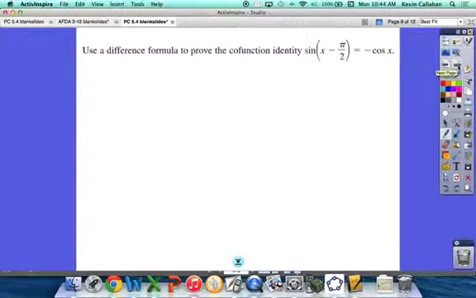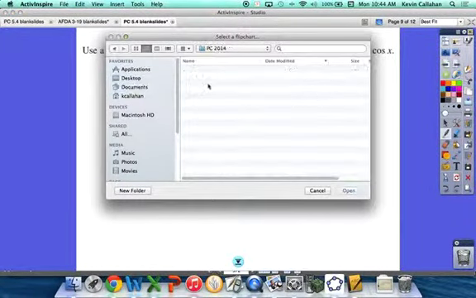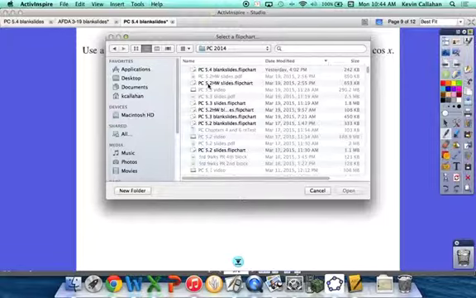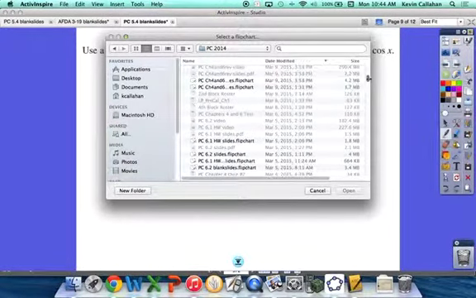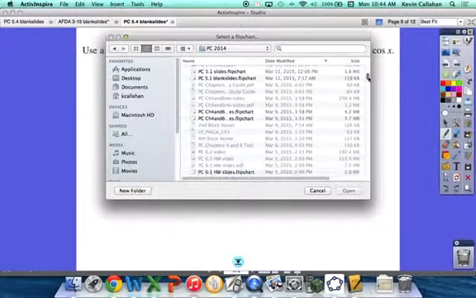Okay, use a difference formula to prove the cofunction identity. So remember, we have identities that look something like this. Is that actually one of the identities? Exactly. I'm going to open that up. That was in the first section, right? That was 5.1. You have it right in front of you.